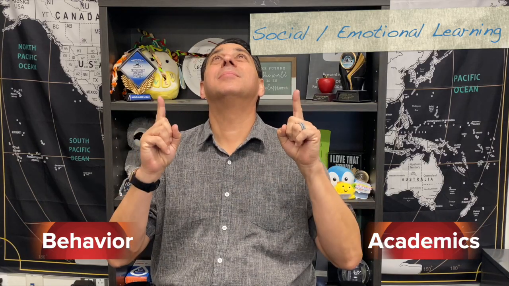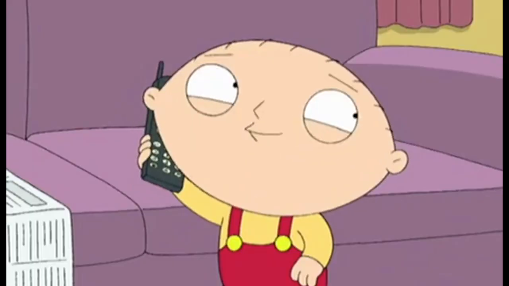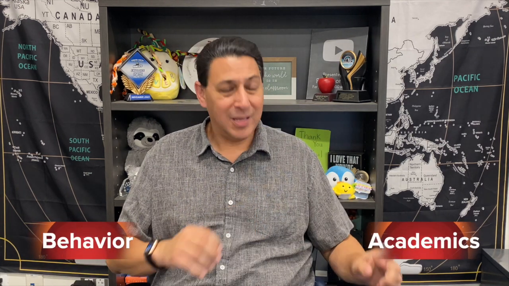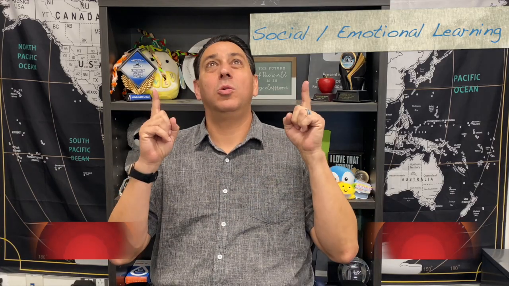So how do you build a successful classroom environment? Well, here's your answer. What were those again? First time I've been a little fast. Let's try it again. You need to have behavior, academics, and social emotional learning. Now, I know those are very broad topics, and you can spend hours and days and years on each one of those.